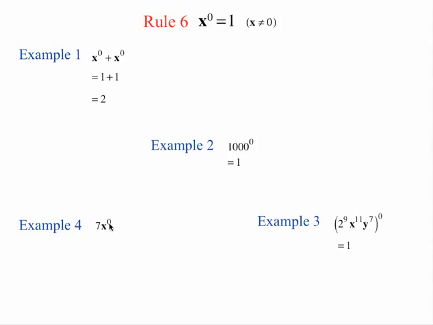And example 4, 7x to the power of 0. In this case, the 0 exponent is only on top of the x. It's not on top of the 7. So this is the same as 7 times 1, which is 7.